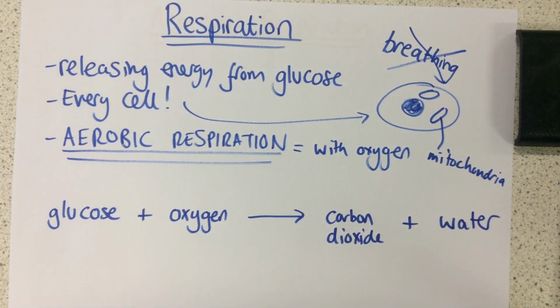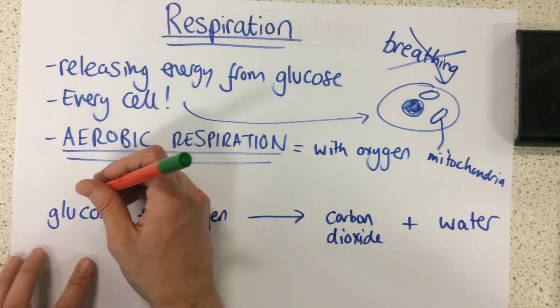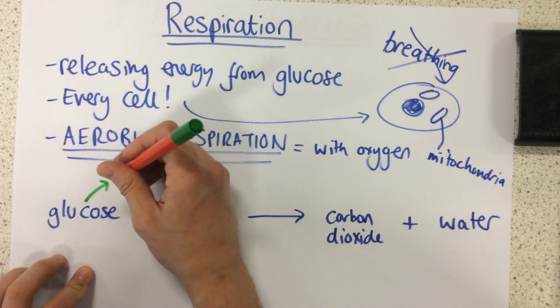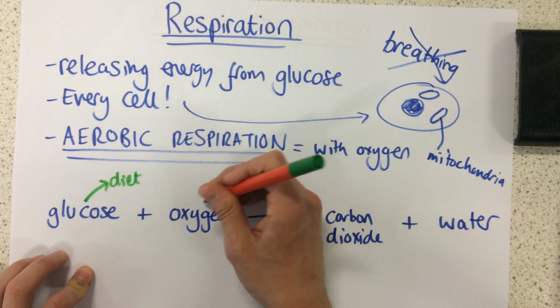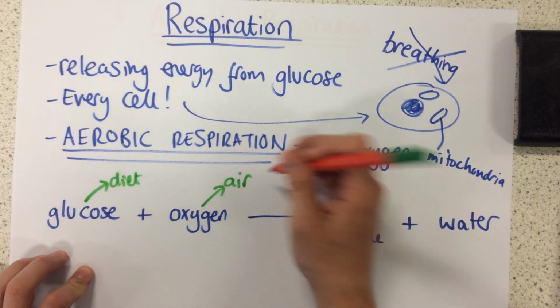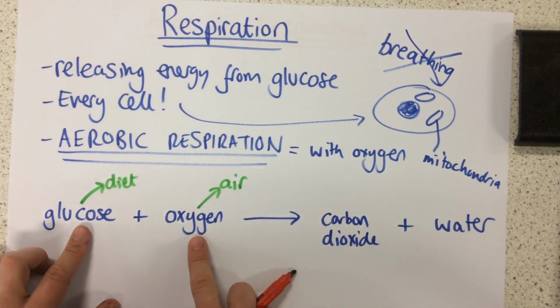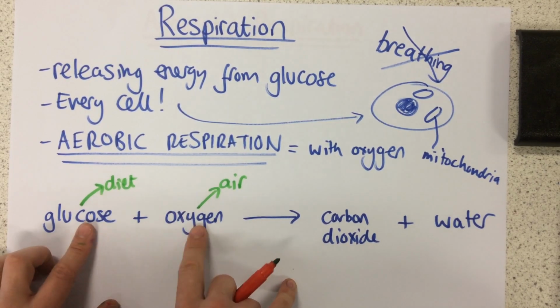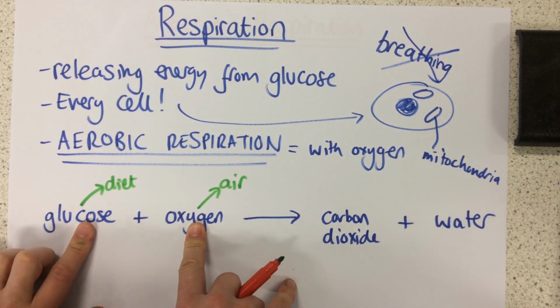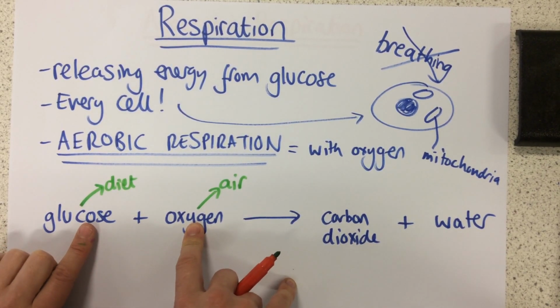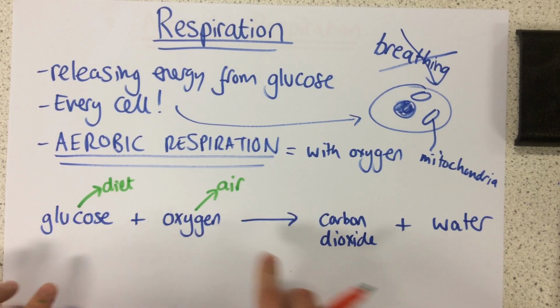So, where do we get these from? Now, glucose, we get this from our diet. So we eat this. Oxygen comes from the air. So these two things we need in order to respire. If we do not get either of these things, we cannot make any energy, and therefore we die.